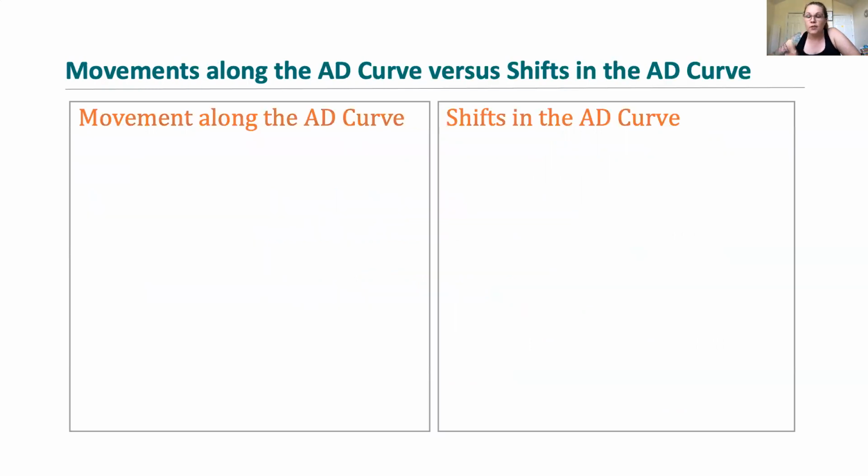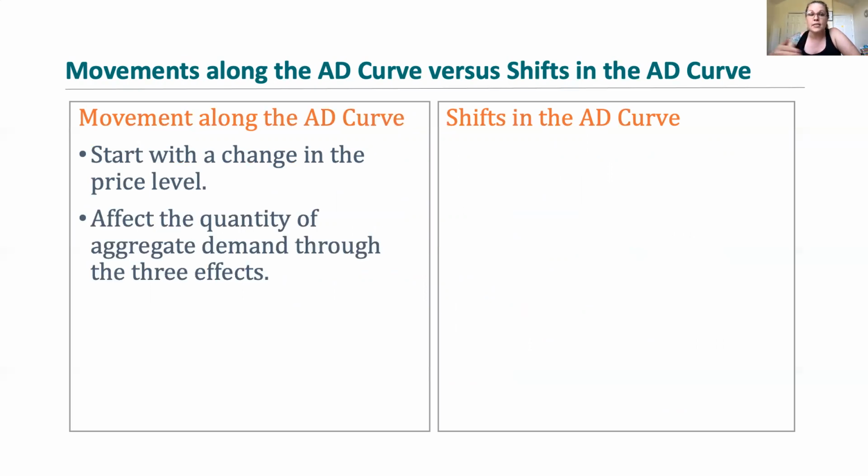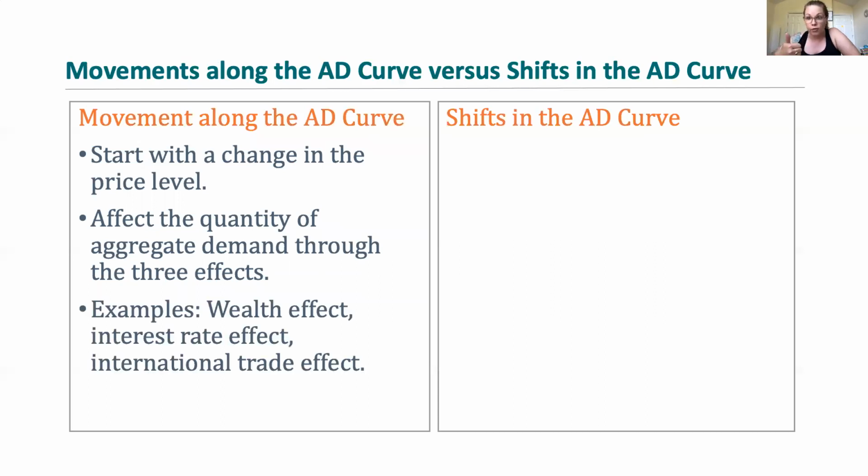A quick note here that there is a difference, just like in our regular supply and demand model, between a movement along the curve and a shift of the curve. A movement along the curve is only ever caused by a change in the price level itself. This will affect the quantity of aggregate demand through 3 effects: the wealth effect, the interest rate effect, and the international trade effect. That was that graph that I showed you where we were moving from one point on the curve to another point on the same curve.